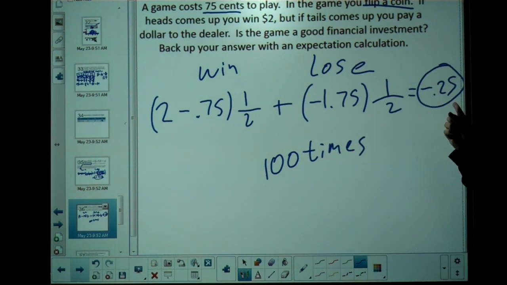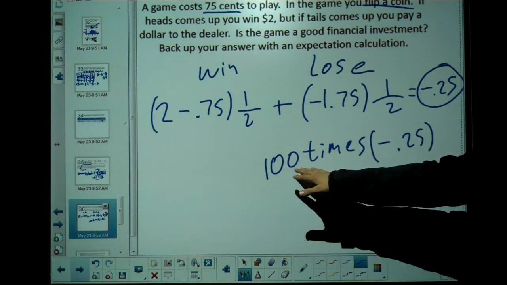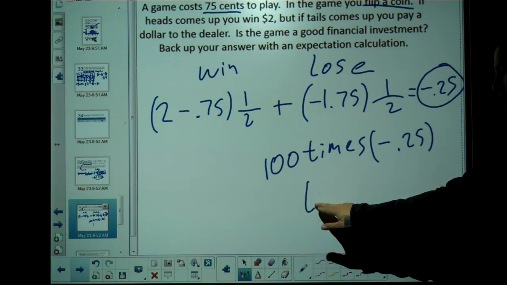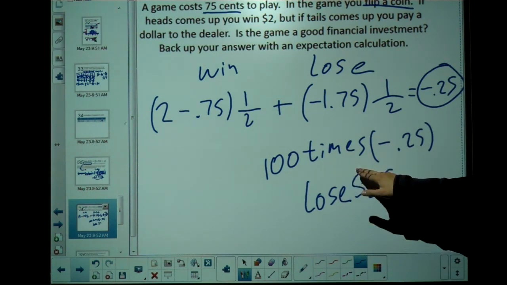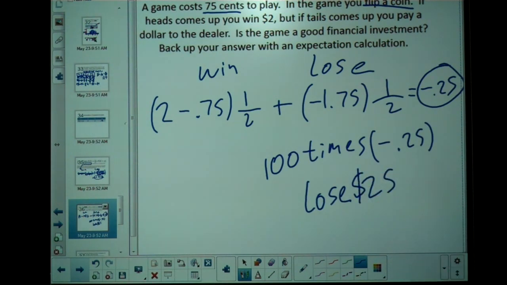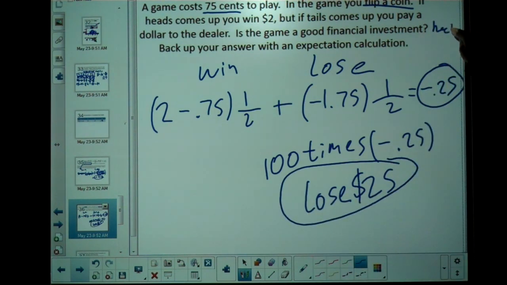Well, this number right here is telling us that if you played 100 times, on average, you're going to lose 25 cents each time. So by the time you play that many times, you will have, on average, lost about $25. It's a losing proposition. So, is this a good financial investment? Heck no. Heck to the no. Not at all. Bad idea.